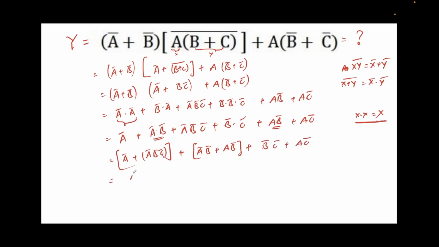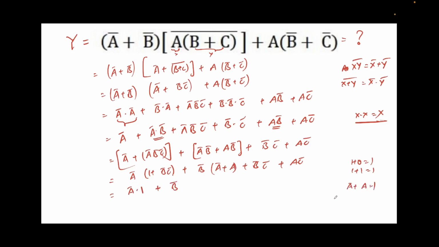Now I can take A bar common from these terms. It will be 1 plus B bar C bar. Similarly, I can take B bar common from this. It will be (A bar plus A), plus B bar C bar plus A C bar. Now 1 plus anything would always be 1. So even if this term is 0 or 1, it's irrelevant, because 1 plus 0 is also 1 and 1 plus 1 is also 1. So I can neglect this second term. So this will come out to be A bar, and B bar times (A bar plus A). Now A bar plus A is nothing but 1.